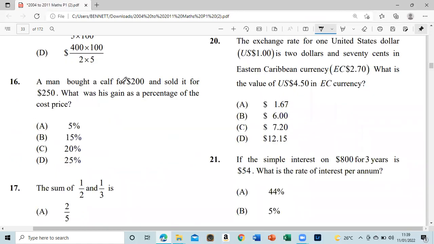A man bought a car for $200 and sold it for $250. What is the gain percentage on the cost price? So you make $50, right? And then you buy it for 200. So that works out to be a quarter, ain't it? So this into this 1, this into this 4. So this into this 25. So you gain 25%. Which is good, not bad.